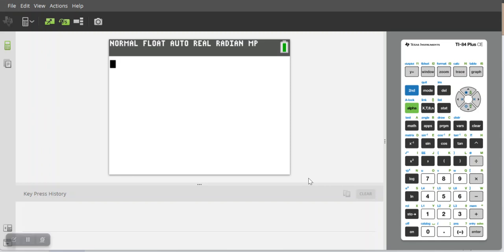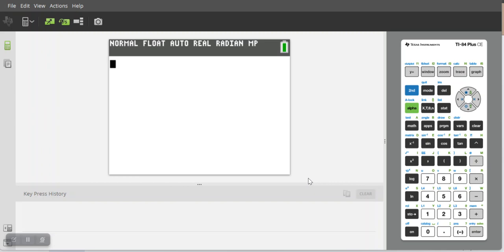In this tutorial, I'm going to show you how to access the tangent function on your graphing calculator. Tangent is something you might come across in a geometry class or a trigonometry class. And tangent refers to the ratio of two side lengths in a right triangle. Specifically, the input to a tangent function is one of the non-right angles.